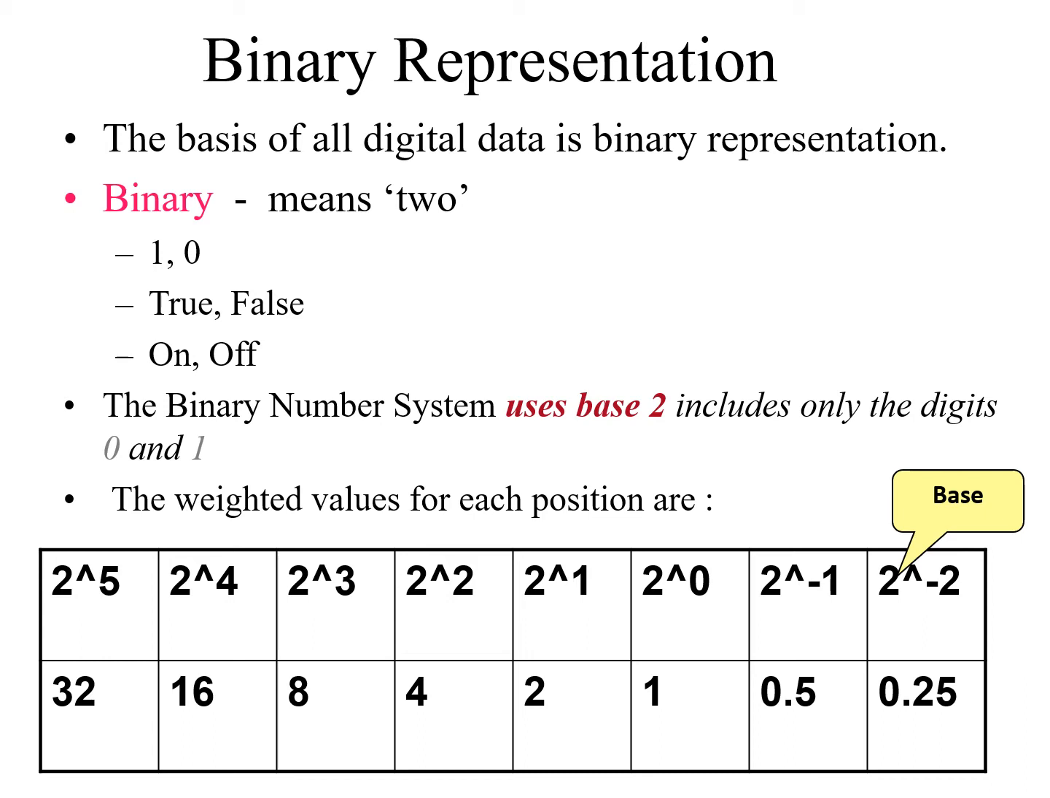These are called base, like 2 raised to power minus 1, minus 2, 0, 2 raised to power 1. Here 2 is the base. The power of the base, after the decimal point, is negative, and before the decimal point it is positive, starting from 0.